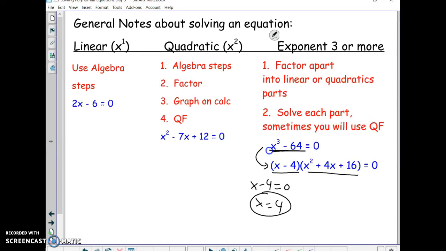And then for the quadratic, the x squared, we might have to use one of these methods over here, right? So we've got all these different methods we could possibly try. I don't think factoring works for this particular example, but we could try graphing or the quadratic formula. I think actually graphing doesn't work here either because it has imaginary answers. But the point being, if you have an exponent of 3 or more, the idea is you want to factor it apart into smaller parts and then solve those parts.